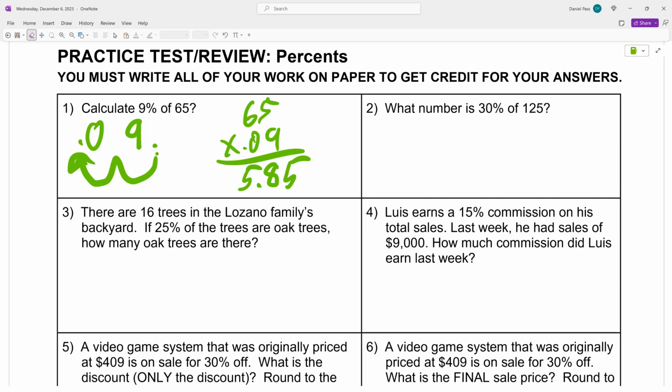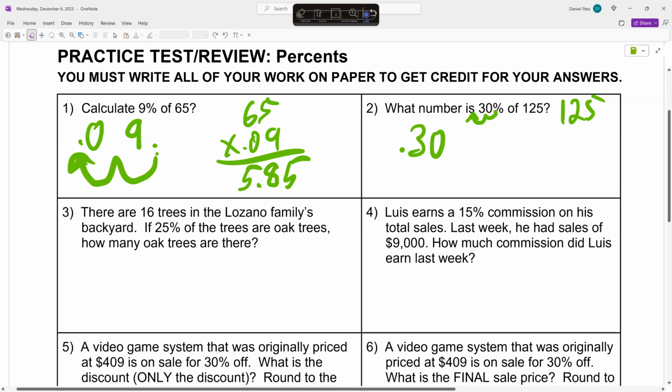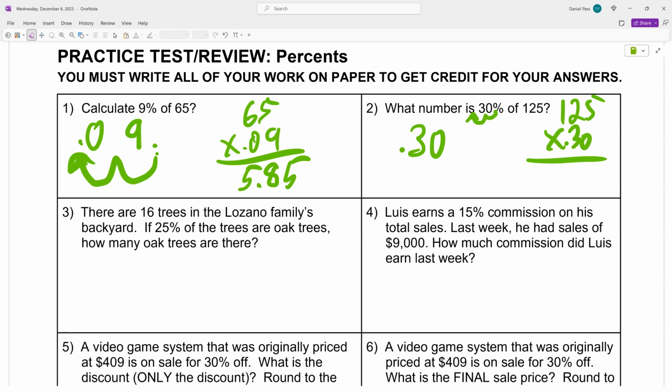Okay. How do you do number 2, sir? So you see the 30%. You gotta move the decimal 2 places to the left, and then you multiply 0.30 by 125. Good. And what did you get? And then I got 37.5. Okay, you got 37.5. Good. Now, by the way, everybody, it didn't ask us to round. So since it didn't ask us to round, we would put this in just like that.